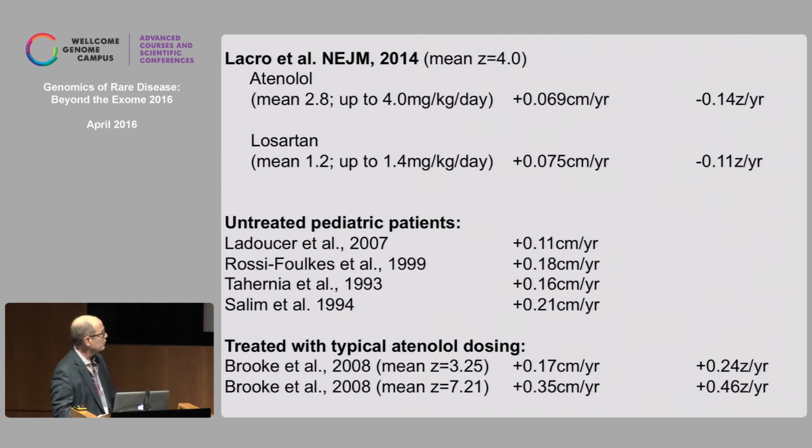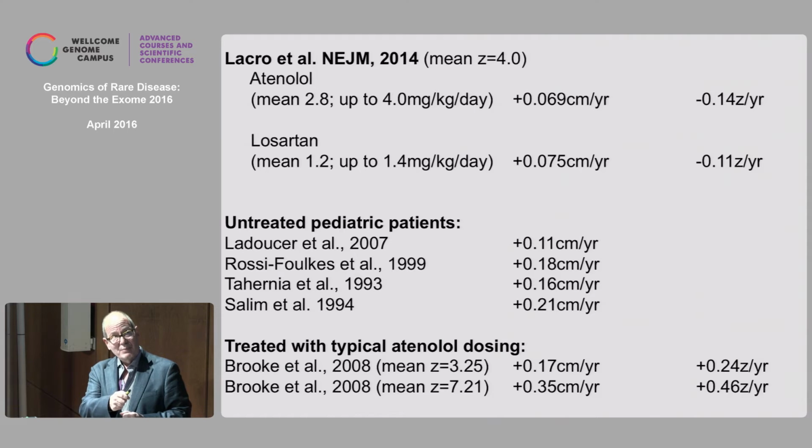Now, what's important to note for this trial is that it utilized a very high dose of beta blocker, a dose that's not typically used in clinical practice, up to 4 milligrams per kilo per day, whereas a more conventional dose of losartan was utilized with a maximum of 1.4 milligrams per kilo per day. You'll notice that the rates of aortic root growth in both treatment groups is far less than that previously documented for untreated pediatric patients, and also for patients treated with typical attenuate dosing.